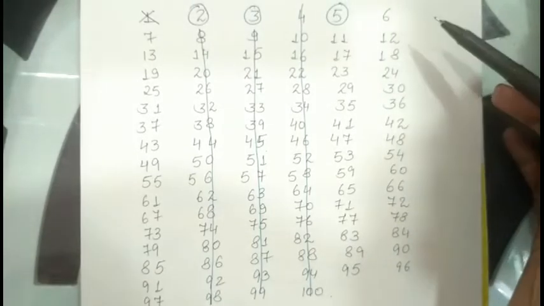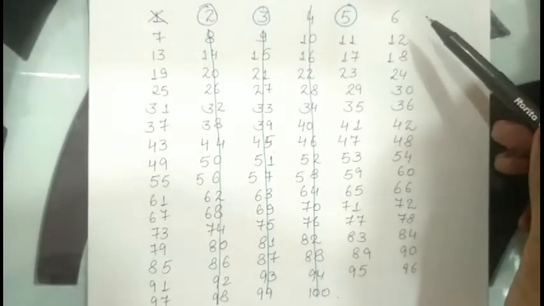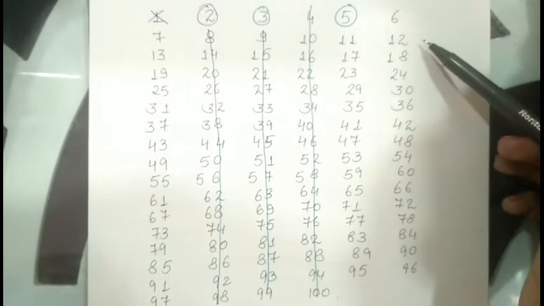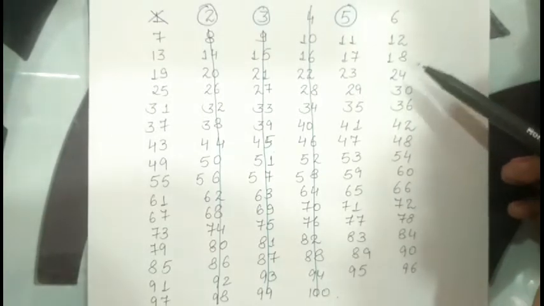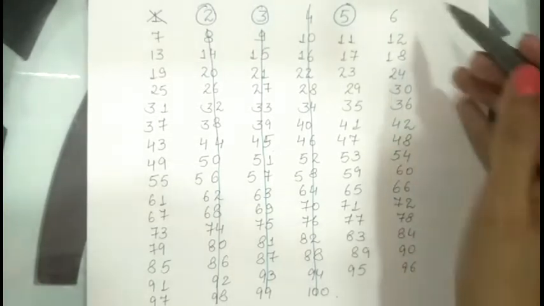Observe the column of 6. It is simply the table of 6. All of these numbers appear in the table of 6. See here, 6 ones are 6, 6 twos are 12, 3 times 6 is 18, 4 times 6 is 24. It is simply the table of 6. So all of these are also composite numbers. I am going to cut this column also.